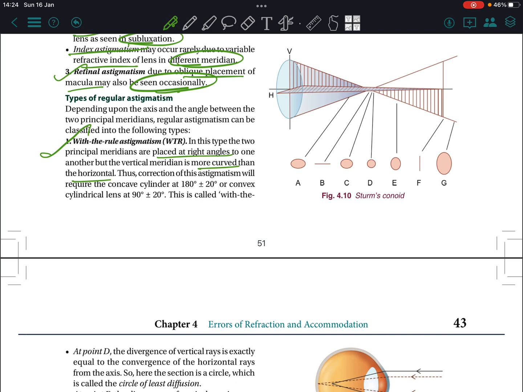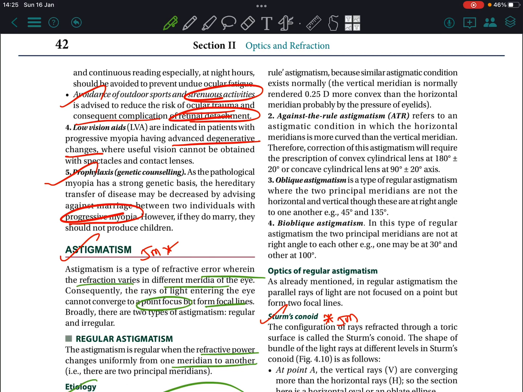Thus, correction of this astigmatism will require a concave cylinder at 180 degrees plus or minus 20 degrees, or a convex cylinder lens at 90 degrees plus or minus 20 degrees. This is called with-the-rule astigmatism because a similar astigmatic condition exists normally. The vertical meridian is normally rendered 0.25D more convex than the horizontal meridian, probably due to the pressure of the eyelids.